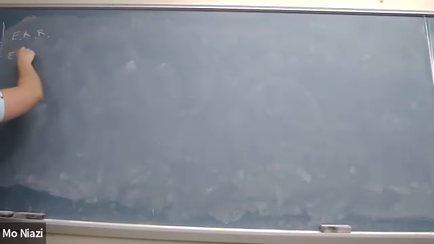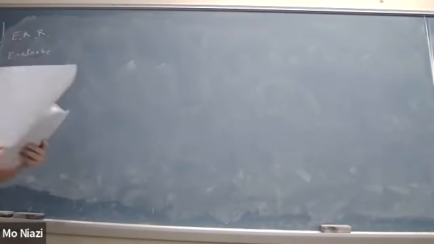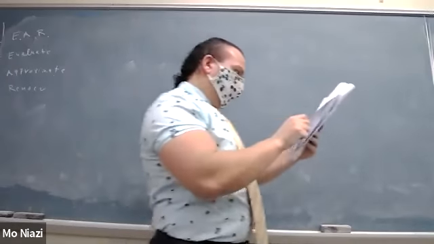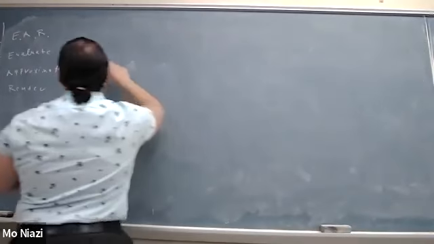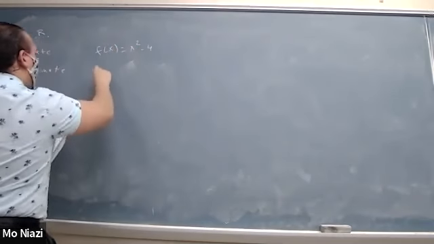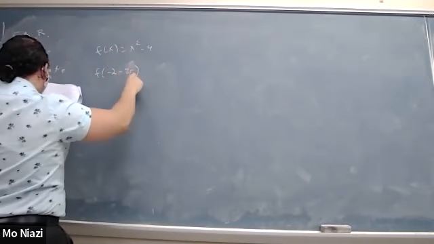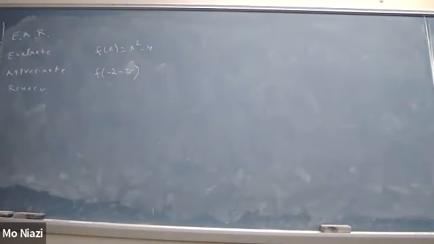Stands for evaluate, approximate, render when evaluating functions for hyperreal inputs. For example, yeah, what about this? What does this equal?